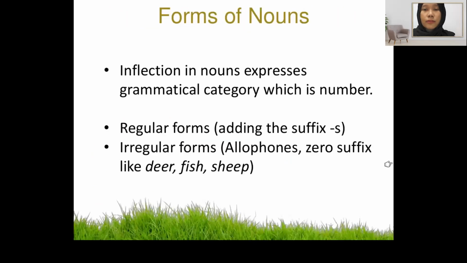And then forms of nouns. Inflection in nouns expresses the grammatical category, which is number. Regular forms add the suffix -s. There are also irregular forms, zero suffix, like deer, fish, and also sheep.